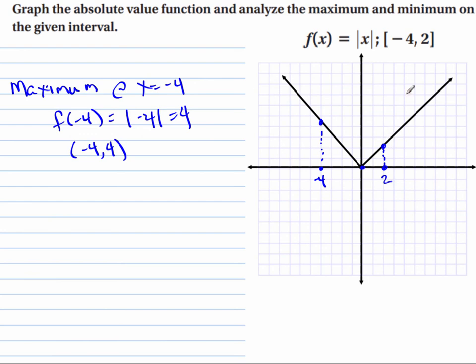Now the minimum does not occur at this endpoint, 2, because the functional value at 2 is 2. And we see we have an actual minimum here at the origin. The minimum occurs at x equals 0, or at the origin.